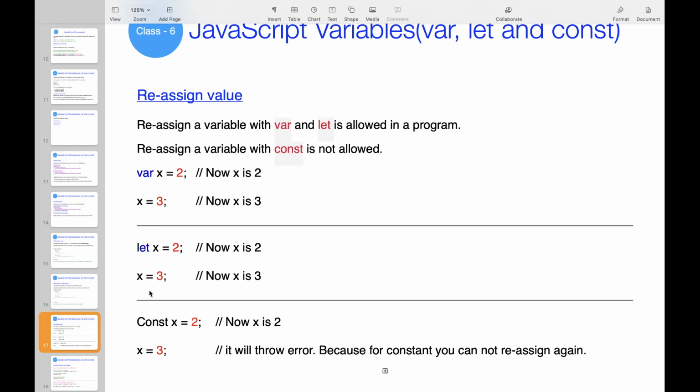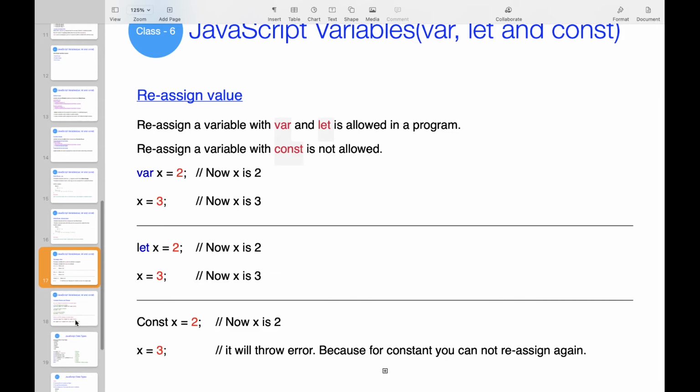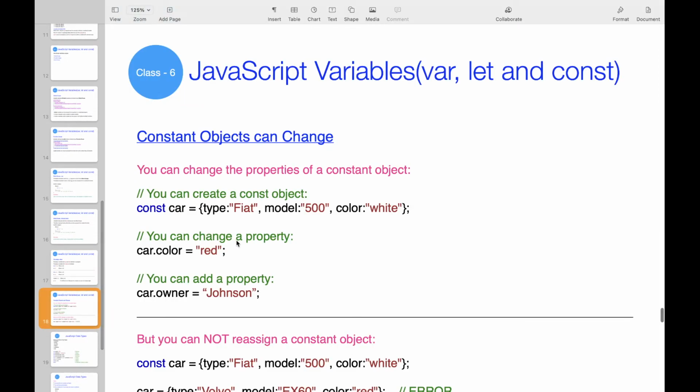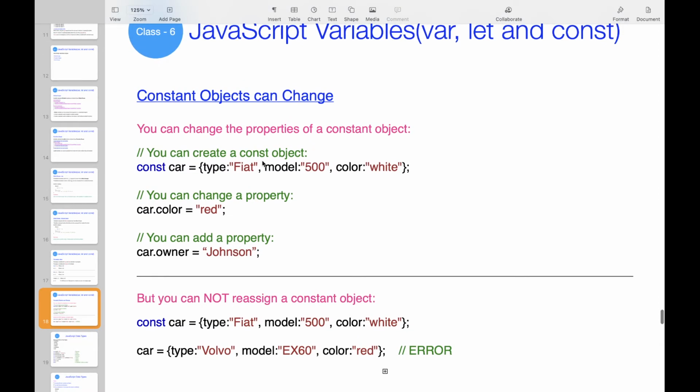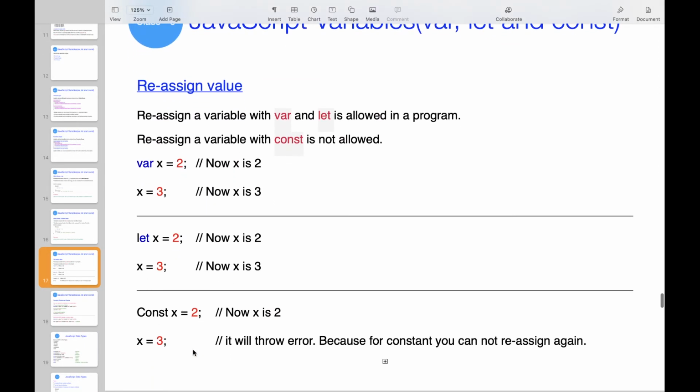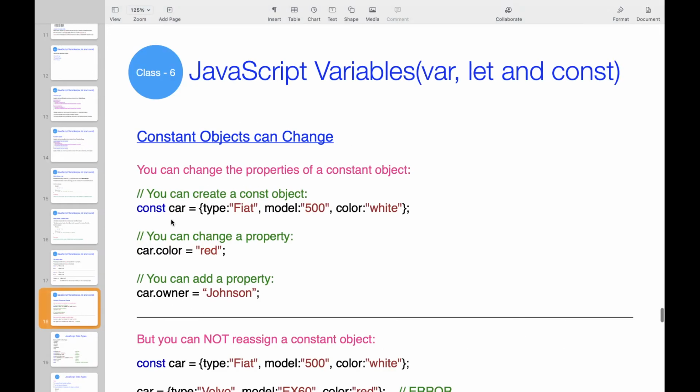Similarly, let is also the same thing. Okay, next one, constant objects can change. In the previous example I explained about this one: const x equal to 2, but if I give x equal to 3 it will throw an error. We cannot override a constant, but in the next slide I am saying there is a chance.